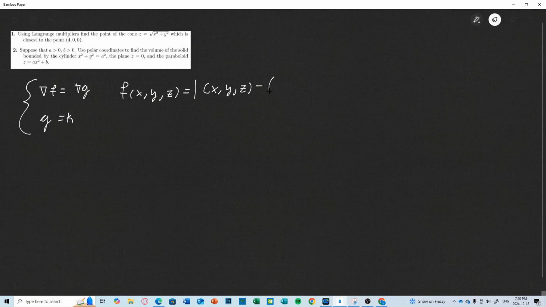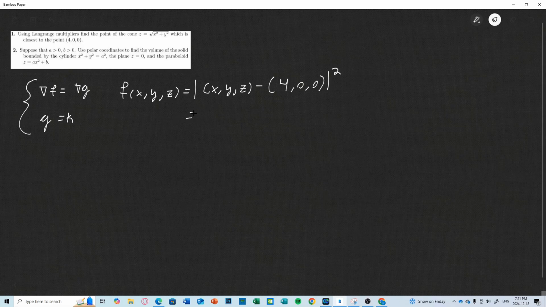So as a little refresher, to find our Lagrange multiplier, we set our gradient of f equal to lambda times the gradient of g, and then we have our constraint of g equal to k. For this example, we want our f of x, y, and z to be the point from our cone, x, y, and z, minus the point we want to find the closest to, (4, 0, 0), and then we're going to square it.